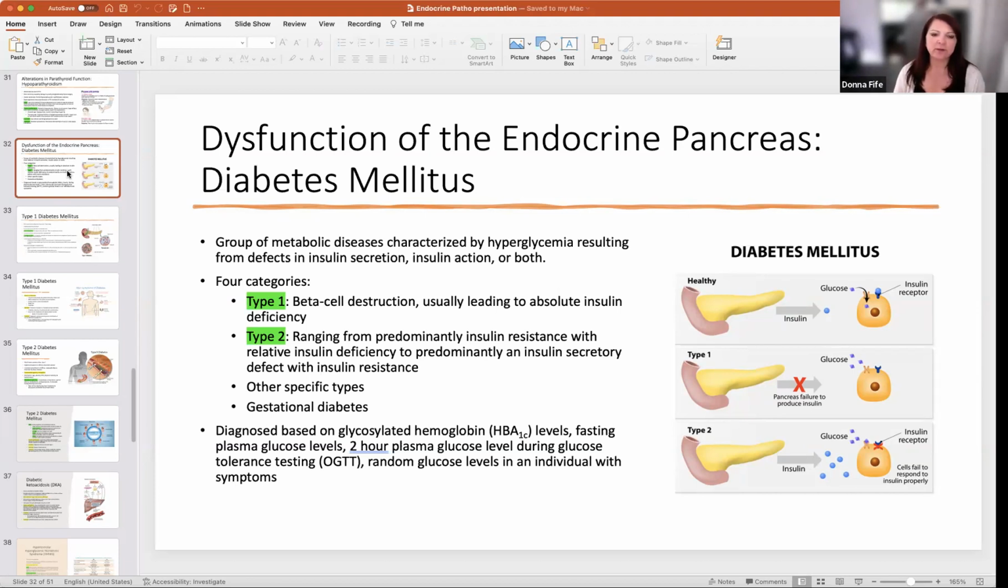There are four categories. Type 1 is beta cell destruction, usually leading to an absolute insulin deficiency. Type 2 ranges from predominantly insulin resistance with relative insulin deficiency to predominantly an insulin secretory defect with insulin resistance. There are other specific types and also gestational diabetes. This is diagnosed based on glycosylated hemoglobin, hemoglobin A1C, fasting plasma glucose levels, 2-hour plasma glucose level during glucose tolerance testing, or random glucose levels in an individual with symptoms. Here's just showing the differences between type 1 and type 2.